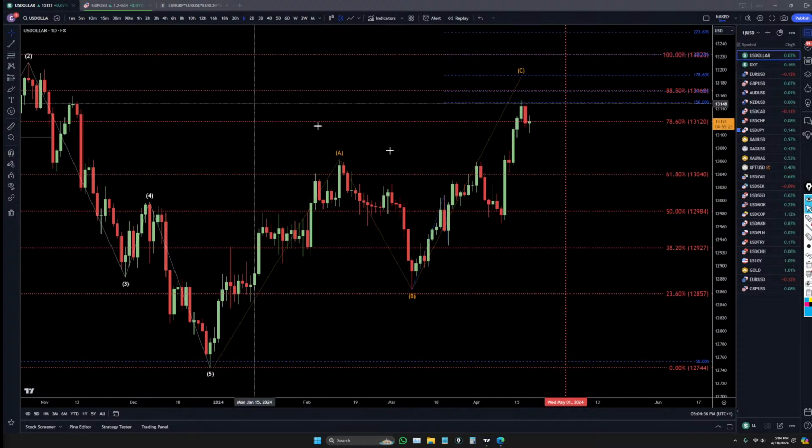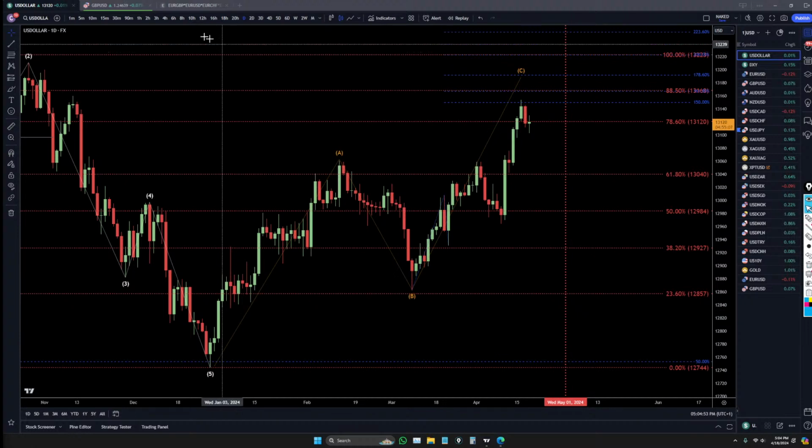In a way, the US dollar definitely did make a little bit of a push down over the last couple of days, but to me, the fact that it's closing above the 78% is a good indication that it may actually keep going up. And I don't really necessarily see a break of structure either.